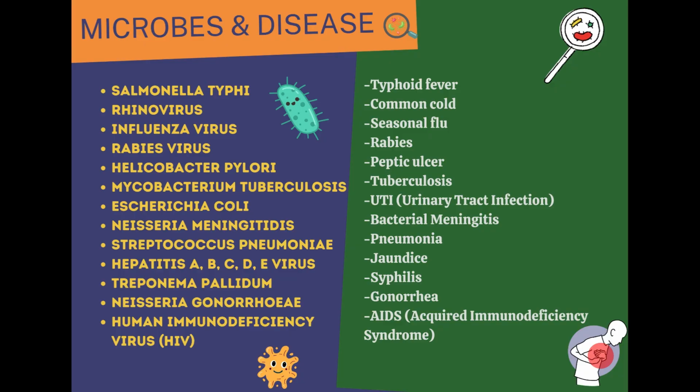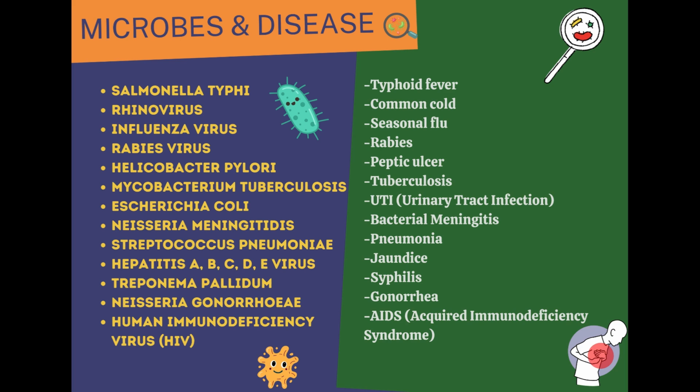Today, we're diving into a topic that's all around us, sometimes in us. We're talking about microbes and the diseases they cause. We've got this great image here that gives us a quick look at some of the most common ones. Let's break it down. On the left side of our image, we have a list of different microbes. Now, a microbe is just a tiny living thing, so small you need a microscope to see it. This group includes bacteria, viruses, and even some fungi. But today, we'll focus on the big two, bacteria and viruses.